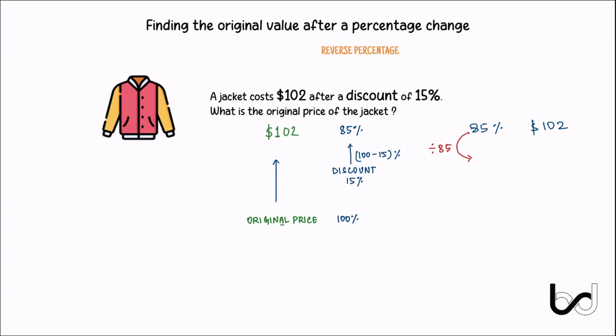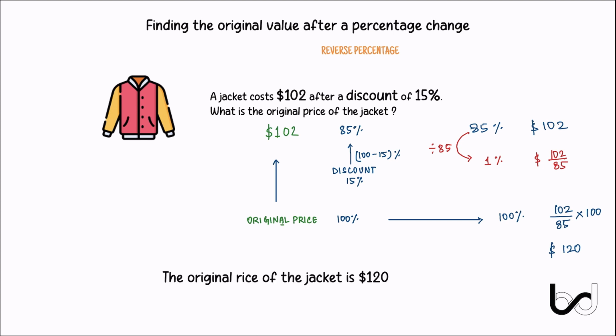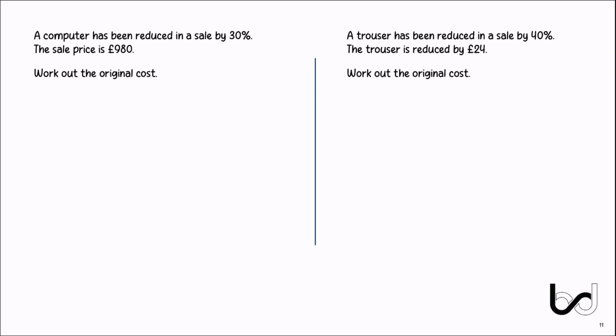So to calculate the value of 1%, I'll divide by 85. So 1% equals 102 divided by 85. Now to calculate the value of 100%, I will multiply it by 100. So 102 divided by 85 times 100 gives you $120. So the original price of the jacket is $120. Clear? So when we are working on a discount, or the price is being reduced, you will get less than 100%. And when the price is increased, you will get more than 100%. Okay, now you can pause the video and apply your understanding and knowledge to solve this.